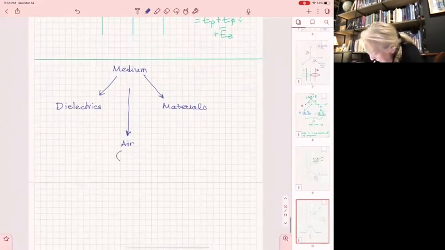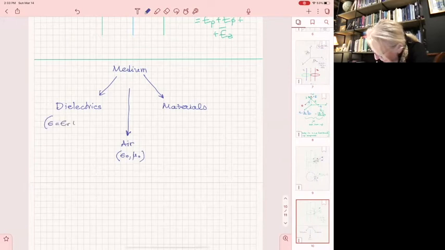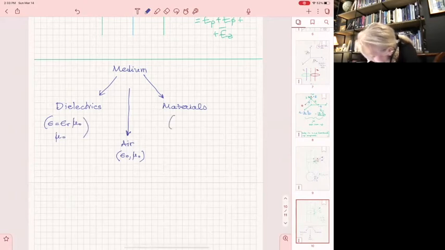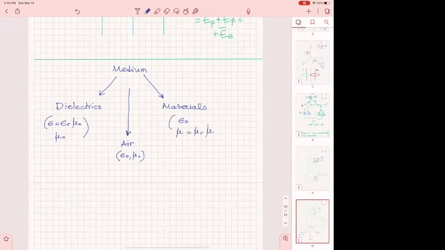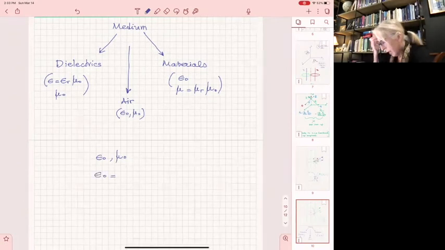So air has epsilon naught, mu naught. Dielectrics have epsilon, which is epsilon sub r epsilon naught, and mu naught. Magnetic materials have epsilon naught and mu, which is mu sub r mu naught. And epsilon naught and mu naught are given in the book. They have been measured for air.